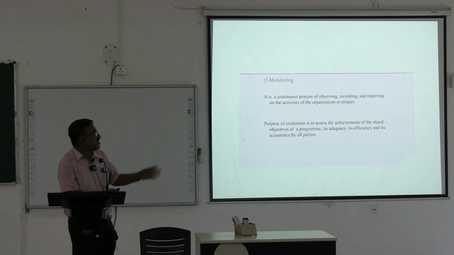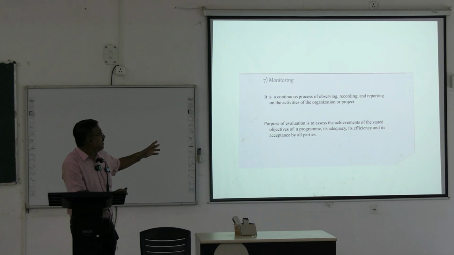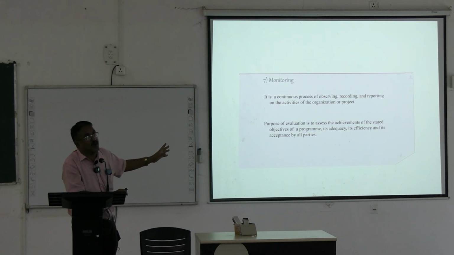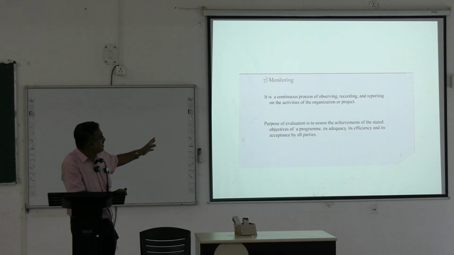And monitoring. Monitoring is a continuous process of observing, recording, reporting on activities of the project. This is continuous, not at the end of the project, but during the project. And then there's another one: evaluation is to assess the achievements of the stated objectives of the program. After the achievements, it is evaluated to see whether it is adequate, efficient and acceptable by all parties. Okay, this is evaluation. Monitoring is a continuous process. Evaluation is at the end of the process.